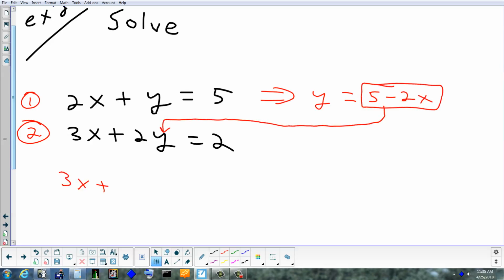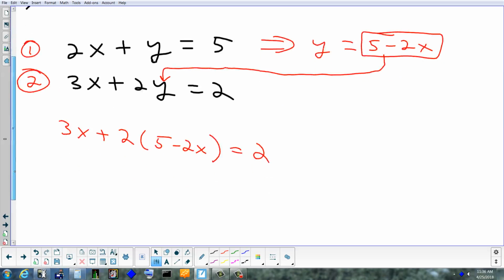Now, when I plug it in for y, I want to be careful because I should put parentheses around it. Why did I do that? Because if I forget the parentheses, we have to distribute. So this is 2 times everything that you replace y with. Okay, so distribute. So you get 3x plus 10 minus 4x.